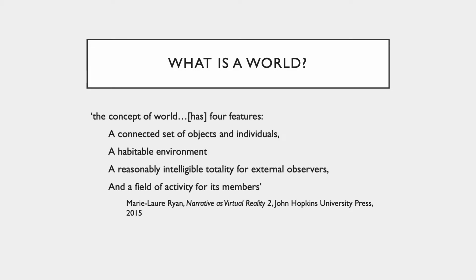So what is a world? How does Mary-Laure Ryan actually describe what a world is? She has four features that she suggests a world has: a connected set of objects and individuals, a habitable environment, a reasonably intelligible totality for external observers, and a field of activity for its members. So what does that mean?